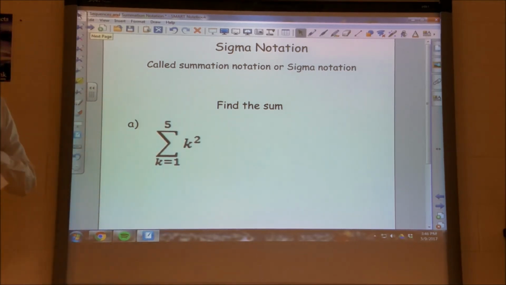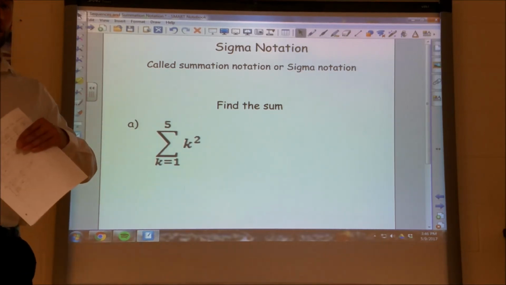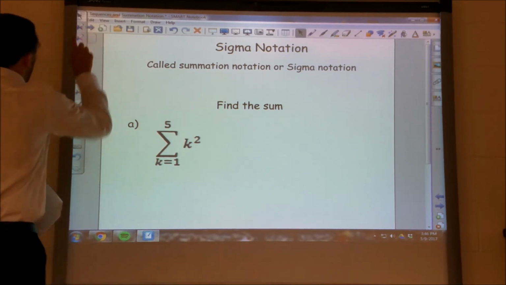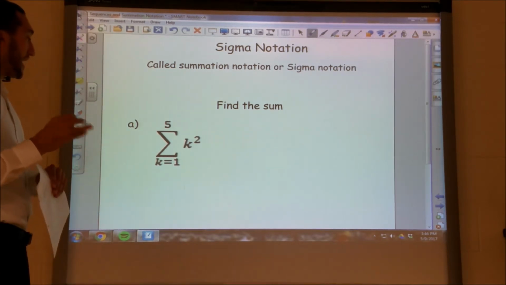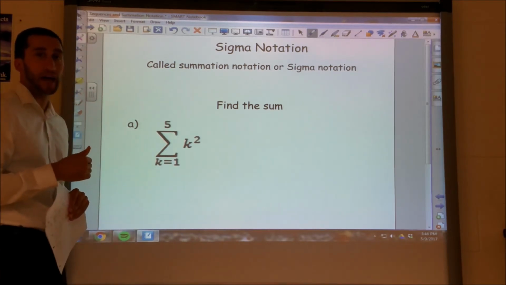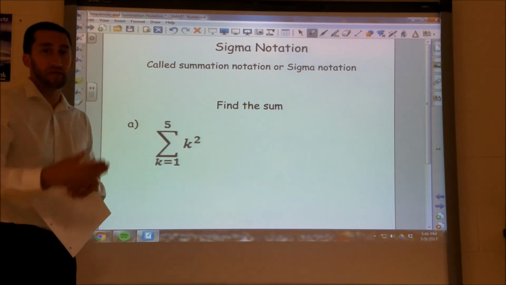It's condensing a big long series, right? So they only want us to go from 1 to 5. So they're condensing this big long series into this nice, neat notation. What this sigma notation is really telling us is, I want you to start by plugging 1 in for k, and then you're going to add up each subsequent term until you get to 5.